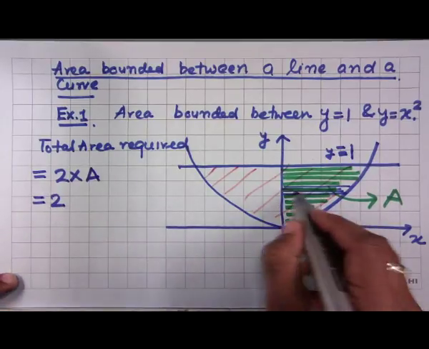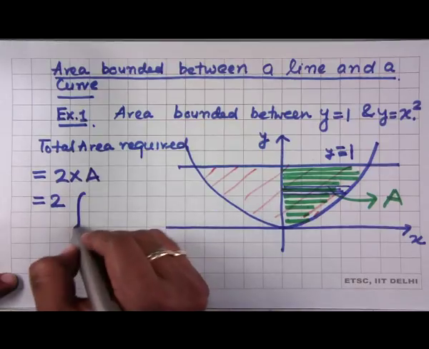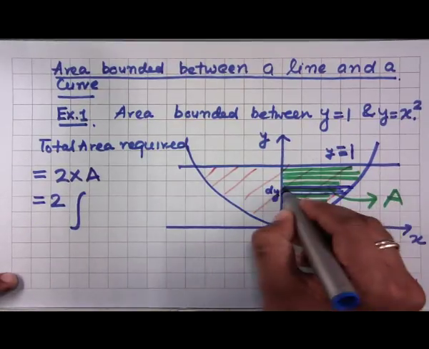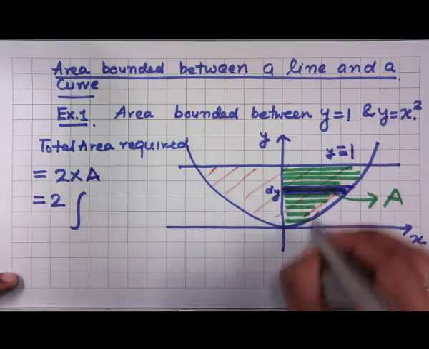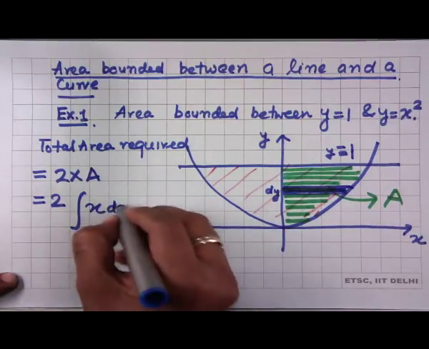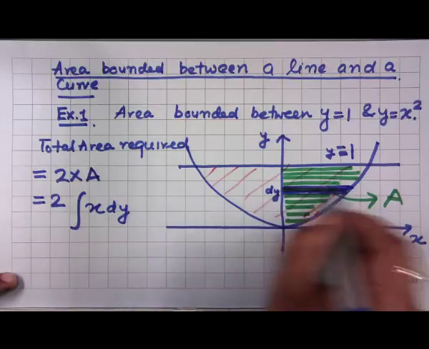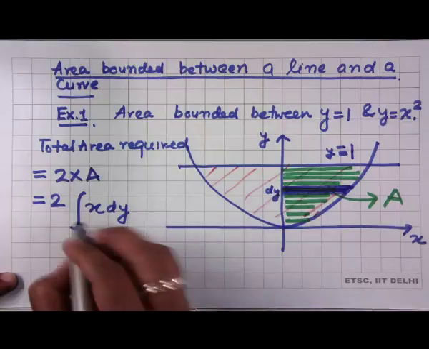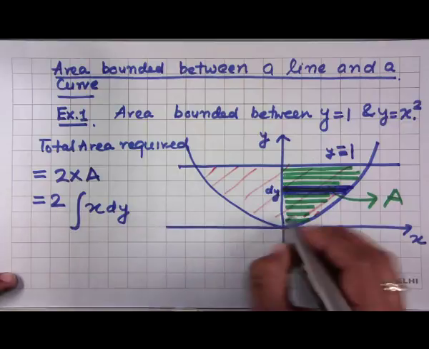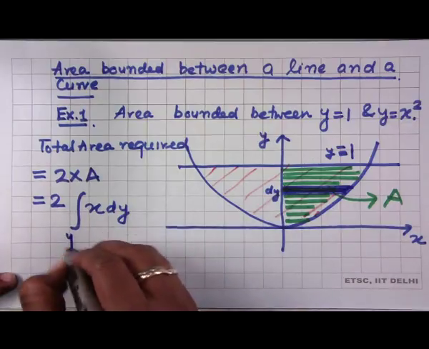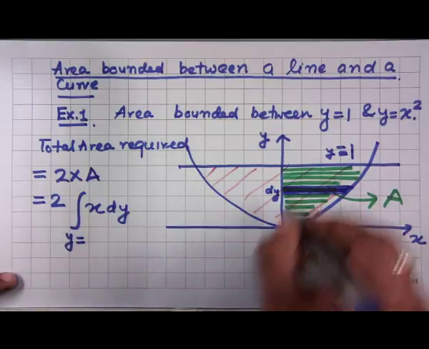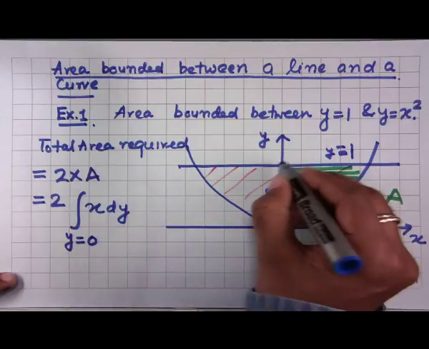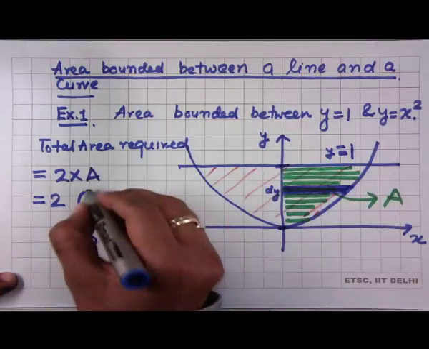So, we will be using horizontal strip. So, we get this is dy and this height of the strip is x. So, we get x dy is the area of this horizontal strip, and then total area will be, if you put the values of y from here to here. So, y goes from 0, this is 0, and it goes to 1. So, y equals 1.